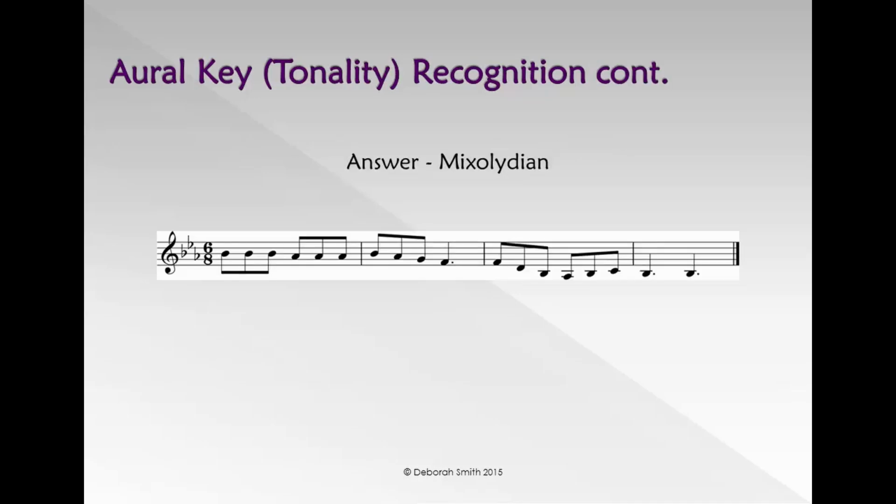Did you hear sol, fa, mi, re at the start of the second bar? And did you hear fa, sol, la, sol, sol at the end? Both of these specific phrases tell us we are in the Mixolydian mode, and that so is the tonic.